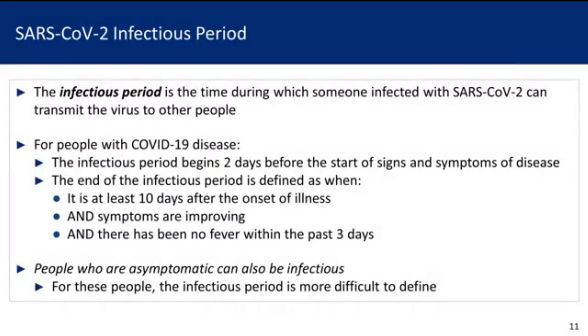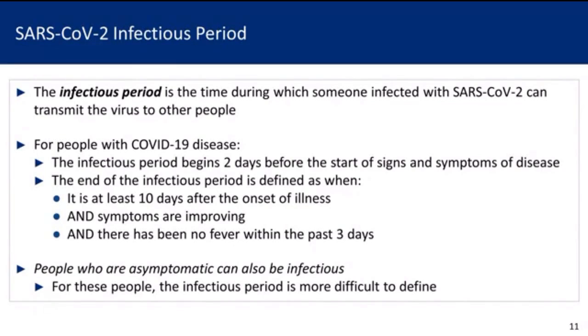Okay, now let's define the infectious period. This is an important term that you'll need to know for the rest of the course. The infectious period is the time at which someone infected with SARS-CoV-2 can transmit the virus to other people. So for people who have COVID-19 disease, their infectious period starts 2 days before the start of their signs and symptoms. And they could infect other people throughout the end of their illness.